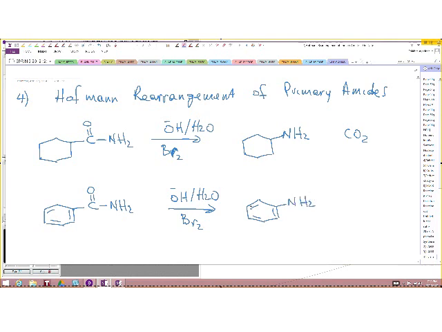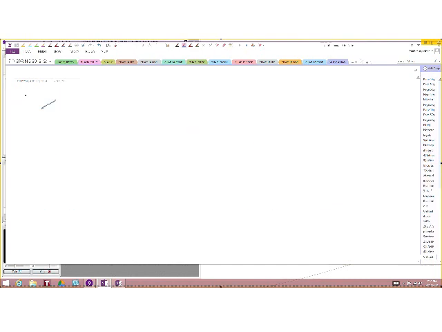Now supposing I ask you, okay, this is the Hofmann rearrangement. Supposing I ask you, give me a synthetic scheme. Oh, that was method number 4, right? Okay, we're going to come back to method number 5. Was that 4 or 5? That was 4, right? Oh, that was 5. I was rolling. Okay, let me finish it.